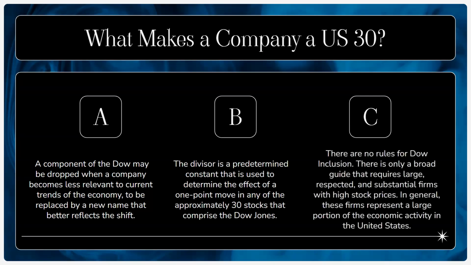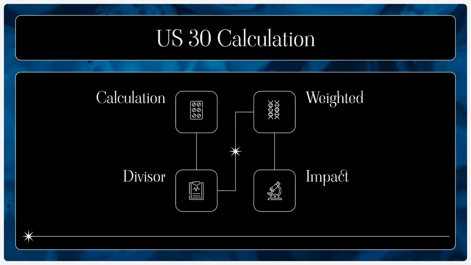There are no rules for Dow inclusion. There is only a broad guide that requires large, respected, and substantial firms with high stock prices in general. These firms represent a large portion of the economic activity in the United States.